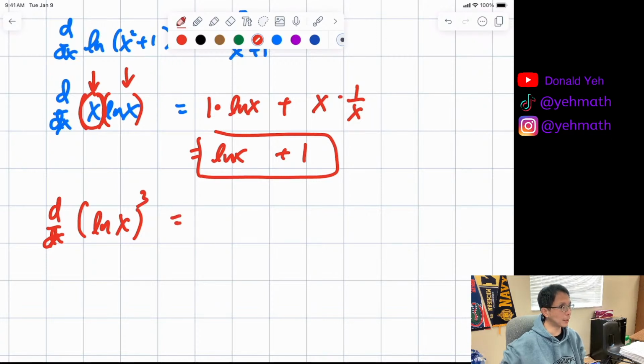Okay, let's take a derivative of this. What kind of rule is this? Chain rule. Chain rule.